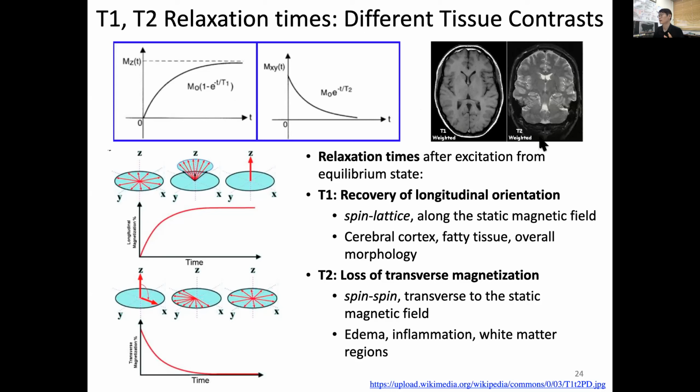And here's an example of actual images, T1 weighted and T2 weighted. You can look at this. T2 is very good for showing the ventricle, the liquid part, as well as edema, inflammation, and white matter. T2 shows these well, while T1 shows better soft tissue contrast. You can also see the colors look flipped.